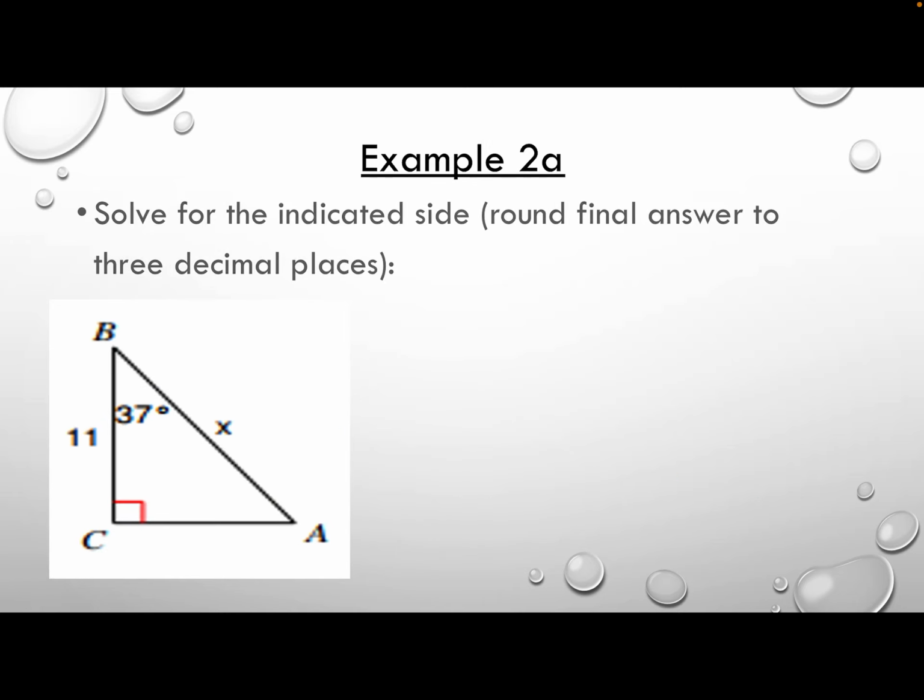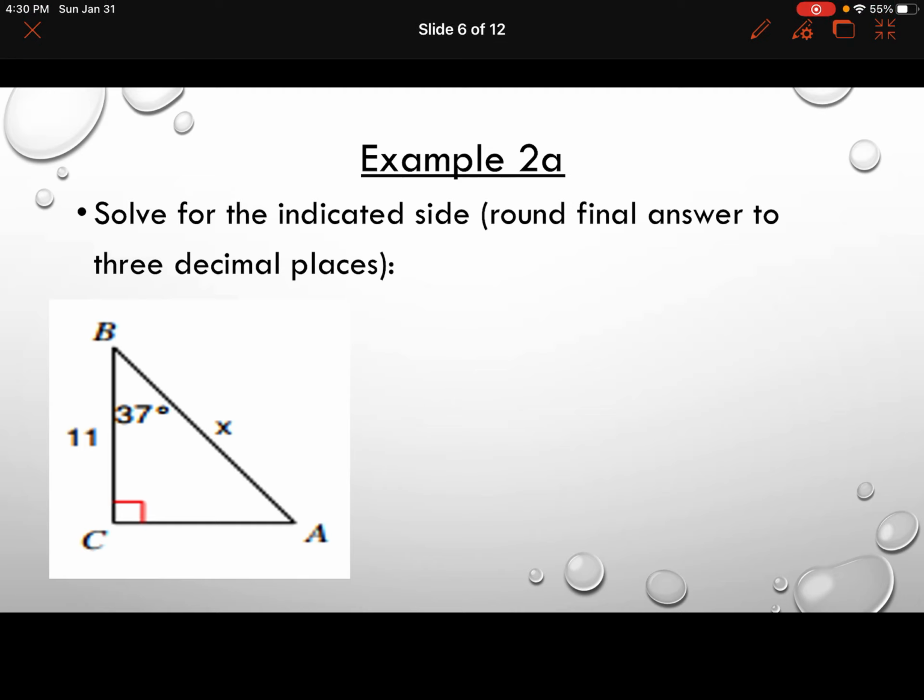So let's look at example 2a. Example 2a says solve for the indicated side, x, and round the final answer to 3 decimal places. So we're going to try to solve for x, given the information that we have, using one of the 6 trig functions. Now, like I said, label the triangle. It helps. Trust me, it helps to label the triangle.